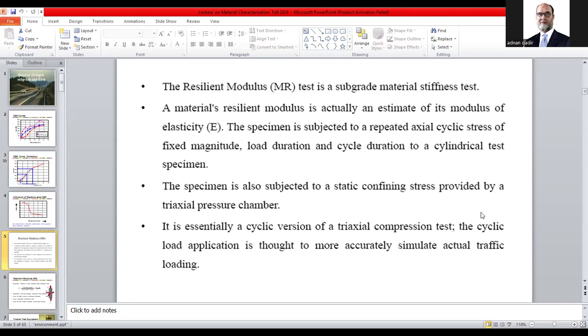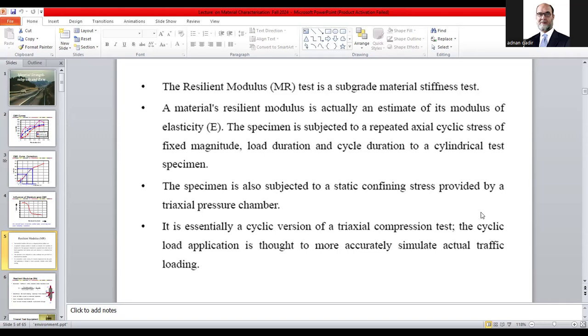How we test is that we make a standard specimen and we subject our cylindrical test specimen to a repeated cyclic stress of fixed magnitude, load duration, and cycle duration. In material testing, we test in a cyclic manner. What I mean by cyclic manner is we apply load for some duration and then we stop that load and assess the behavior once the load is removed, how the material behaves once the load is taken back.